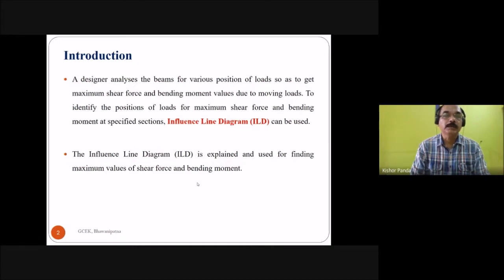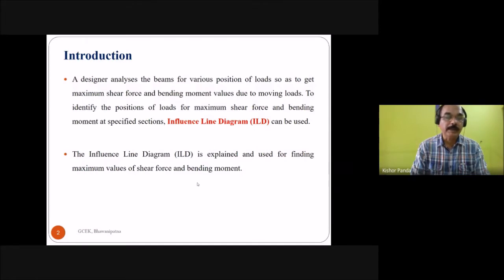It is obvious the specified quantity varies across the span of the beam as the load position changes, and it is a laborious procedure to calculate the specified quantity for a particular set of moving loads. The graphical representation of such variations is called the influence line or influence line diagram.